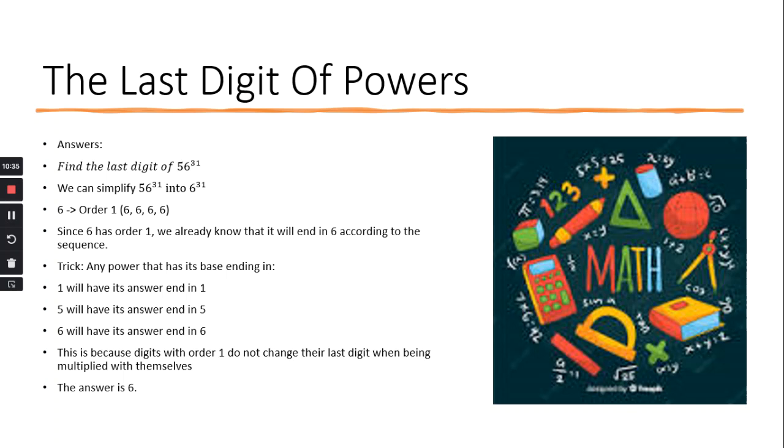For example, here for 5, you have 5, 25, 125, 625, and it goes on with 5s because 5 times 5 will always be 25, which ends in 5. So, here's a trick. As I said now, any power that has its base ending in 1 will have its answer end in 1. 5 will have its answer end in 5, and 6 will have its answer end in 6. These are the three numbers that only have order 1, because digits with order 1 do not change their last digit when being multiplied with themselves. So the answer must be 6.